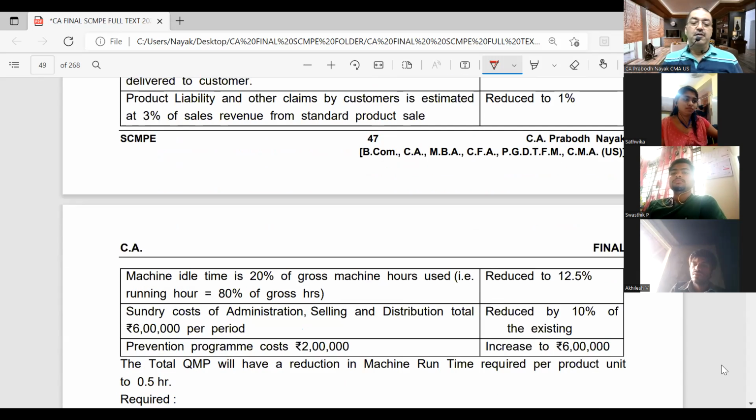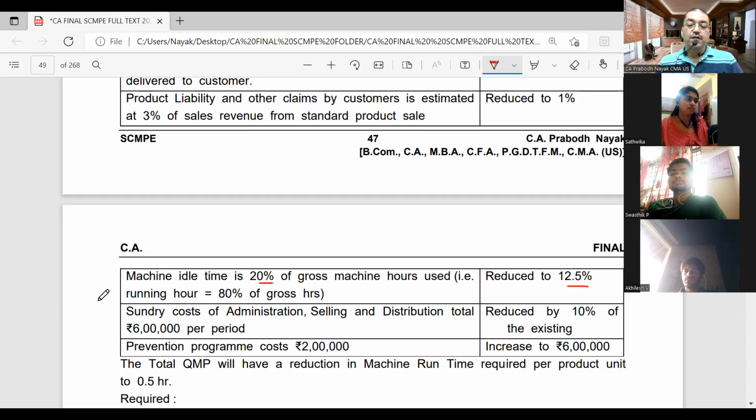Next, machine idle time is 20% of gross machine hours before the implementation. That is 80% of gross hours. Now that 20% is going to reduce, from 20% it will come down to 12.5%. Okay, so machine idle time will be reduced from 20% to 12.5%.